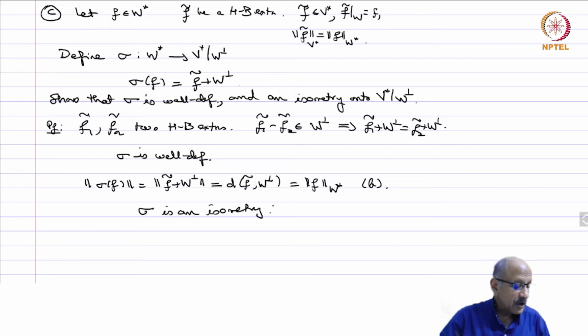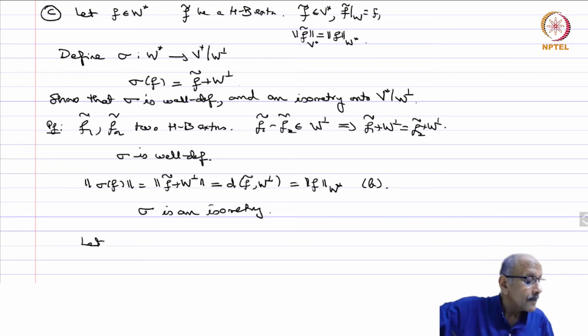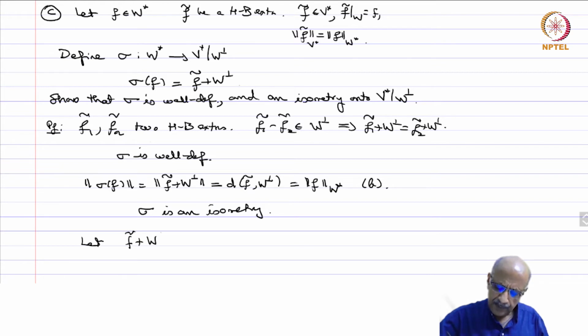Finally, we have to check that it is surjective. Okay. So let f tilde plus W perp belong to V star by W perp.